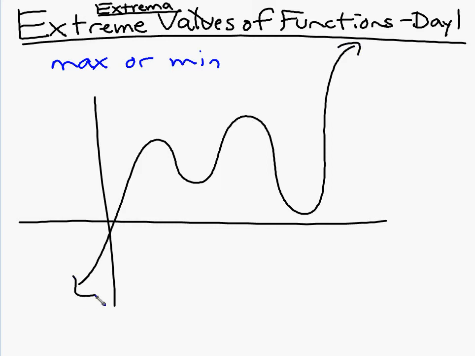Let's say this is my crazy little function. Well, you can see there's several things going on. And there's a couple of maximums and there's a couple of minimums, right? There's a max here and a max here. And there's a minimum here and a minimum here. And now what I want you to notice is that on those two maximums, isn't there one of those that is bigger than the other?